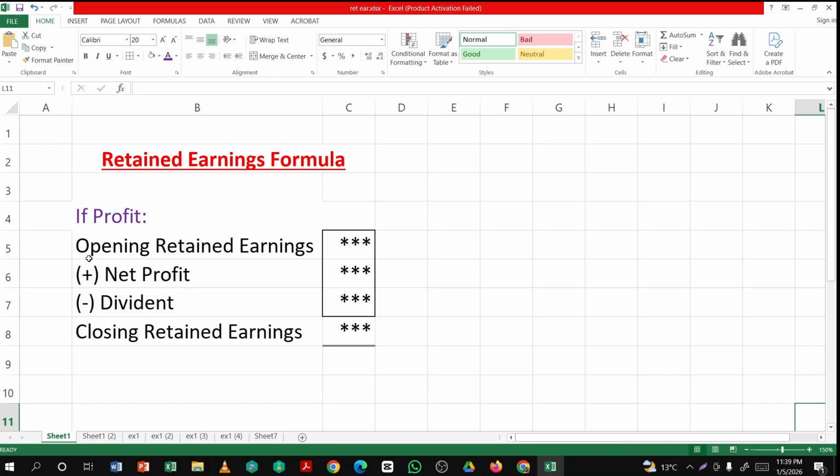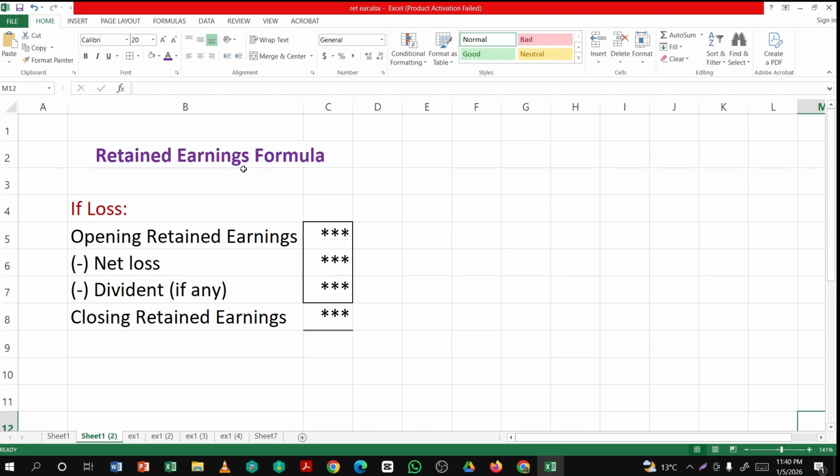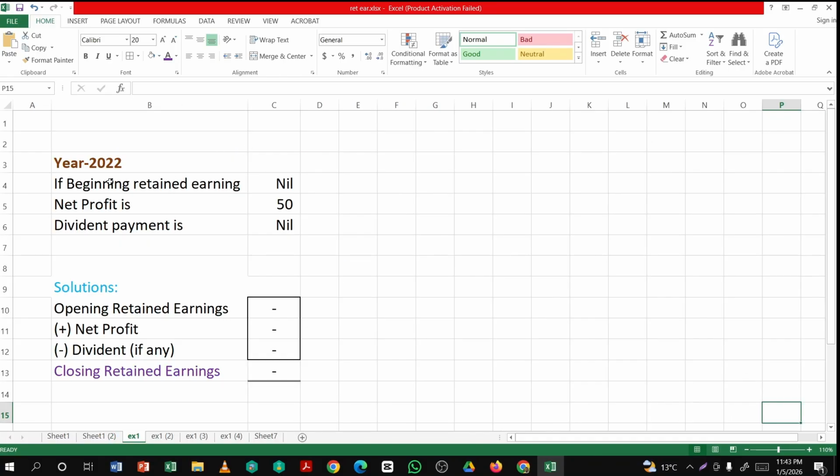Retained earnings calculation formula. If profit, opening retained earnings plus net profit minus dividend equals closing retained earnings. If loss, opening retained earnings minus net loss minus dividend, if any, equals closing retained earnings.